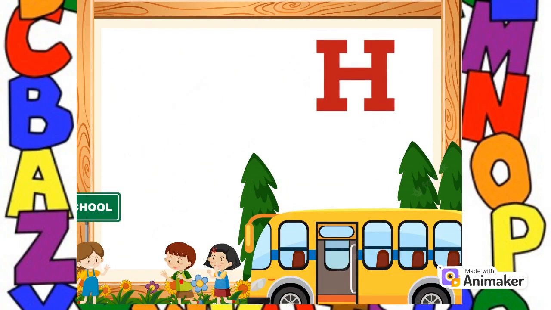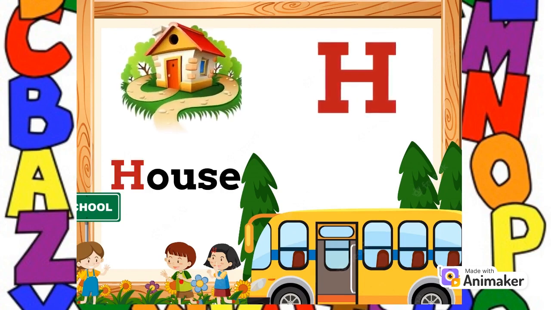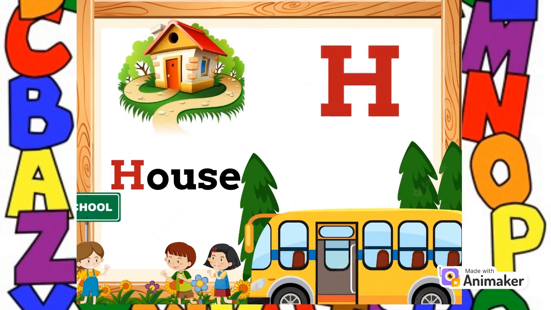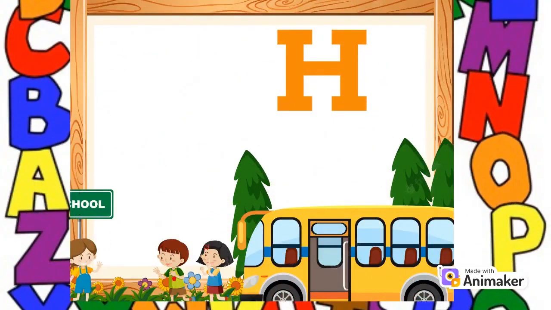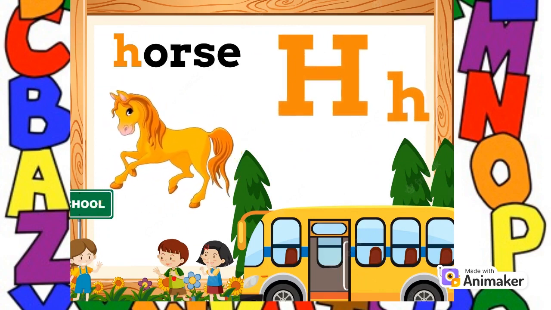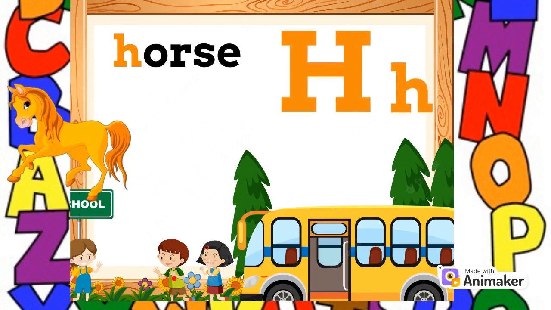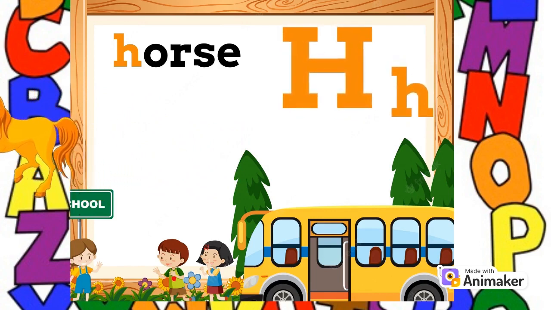H. Capital H. H for house. H. O. U. S. E. House. H. Capital H. Small h. H for horse. H. O. R. S. E. Horse.